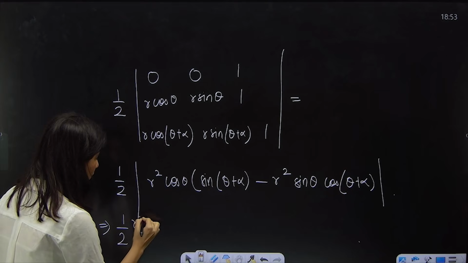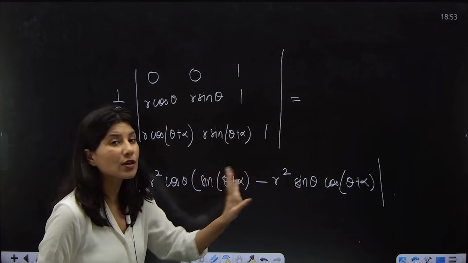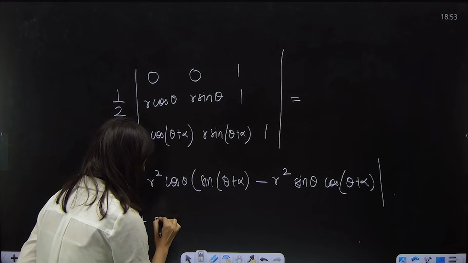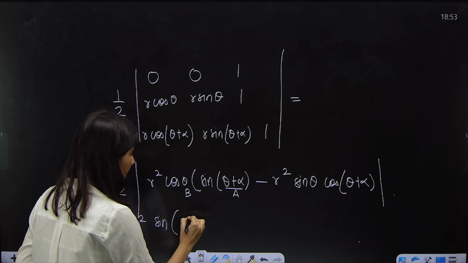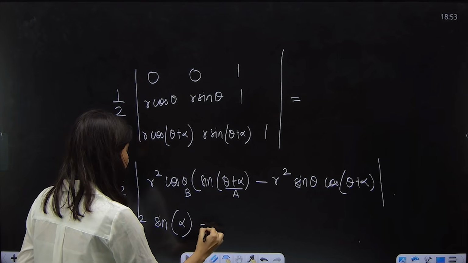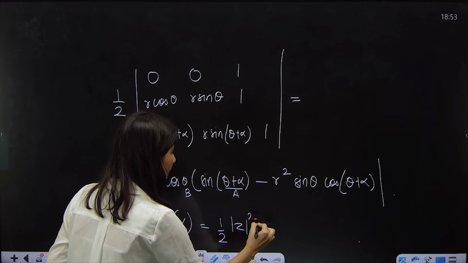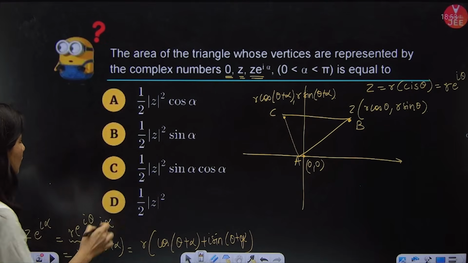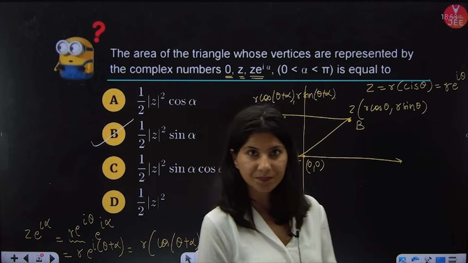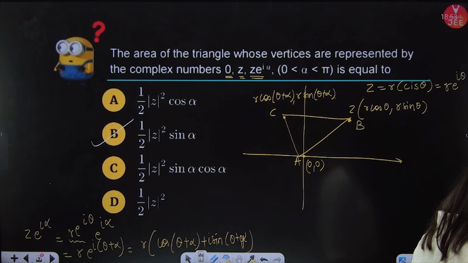R square is common. Sin A cos B minus cos A sin B is sin A minus B. This is sin A. This is B. Sin A minus B. So sin alpha, right? R is what? R is mod Z, right? Half mod Z square sin alpha is your absolutely right answer, which is matching with option B. Okay. All right. Clear? Let me know that if it is clear to you or not.